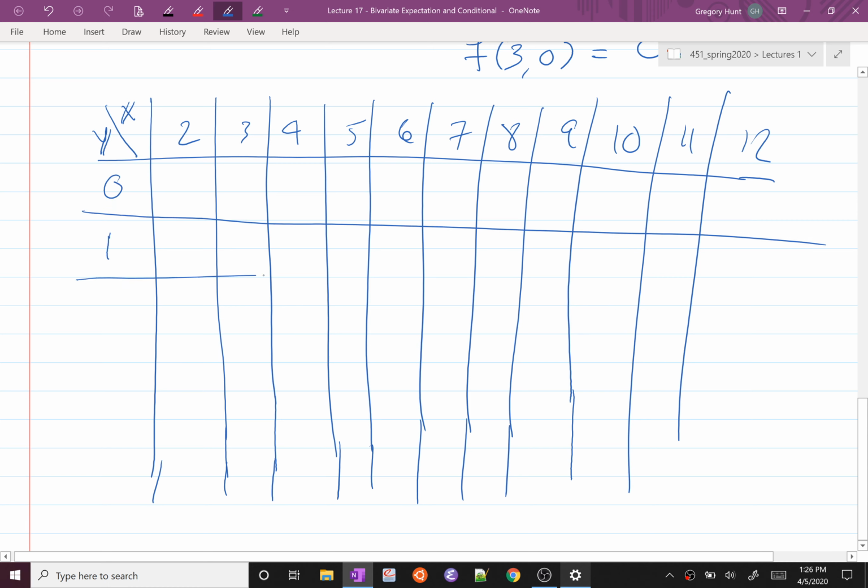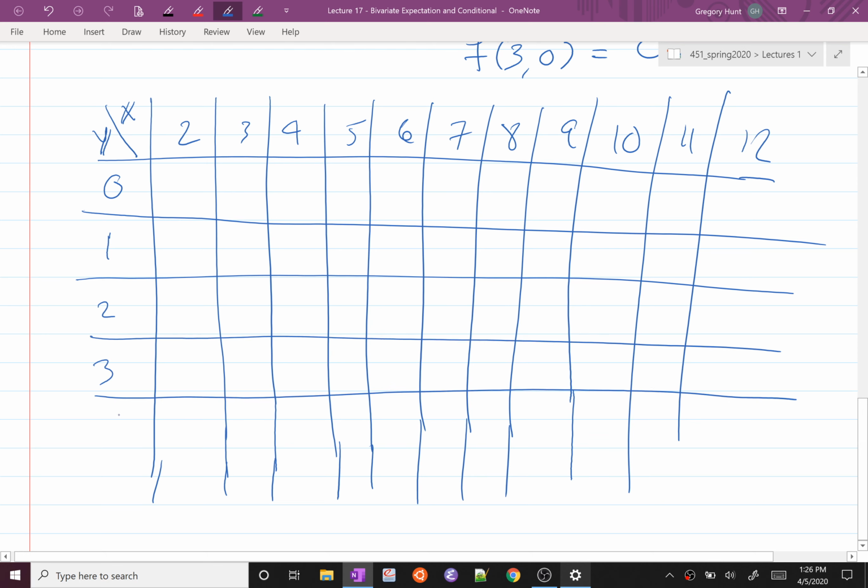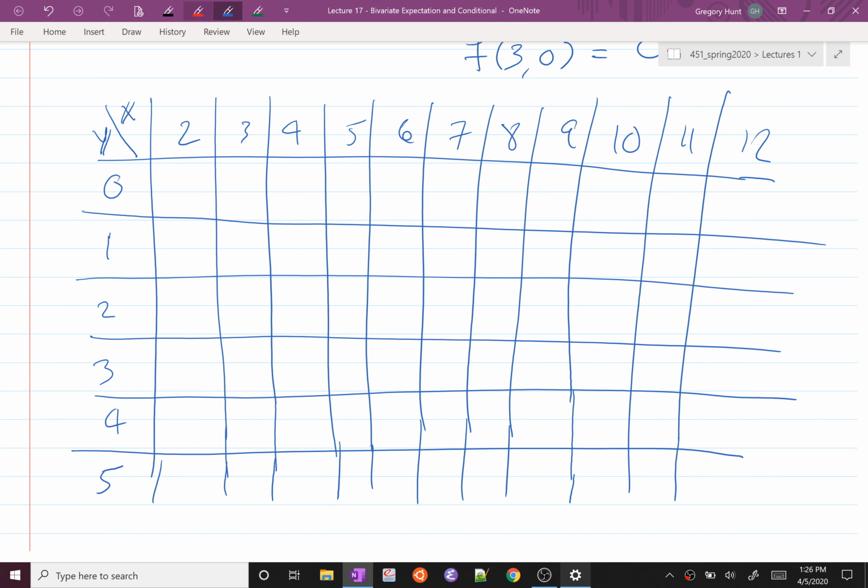the difference can be 0, the difference can be 1, the difference could be 2, the difference could be 3, 4, or the difference could be at most 5, right? A difference of 5 would be like 1, 6 or 6, 1. Certain of these things are going to have 0 probability of happening. Let's fill in the ones that have a positive probability of happening.